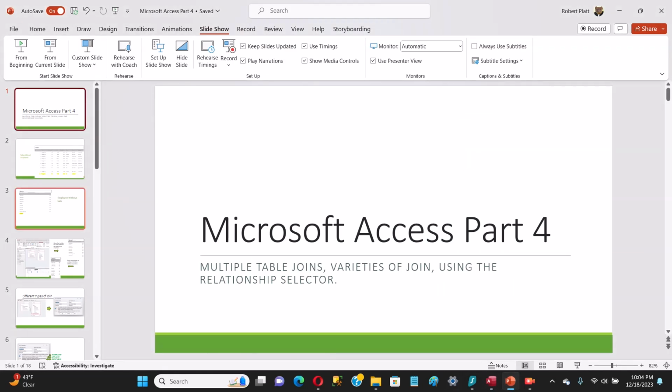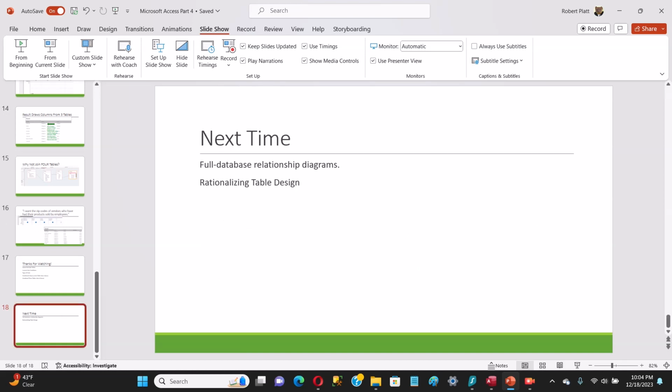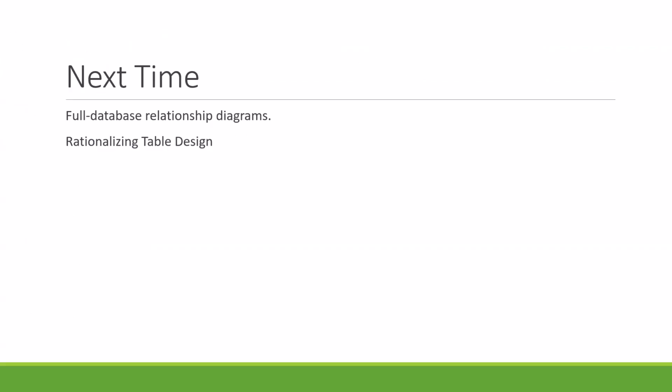And so next step, I hope you join me again. Look for the card. We're going to work on full database relationship diagrams and rationalizing table design. We're going to learn about different types of correspondence, one-to-many correspondence, many-to-many correspondence, and one-to-one correspondence.